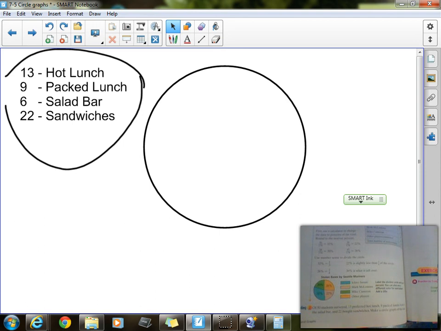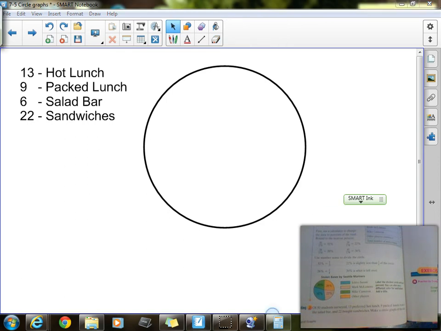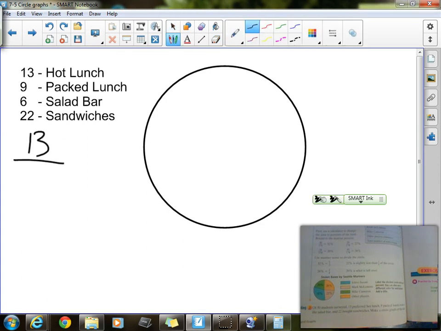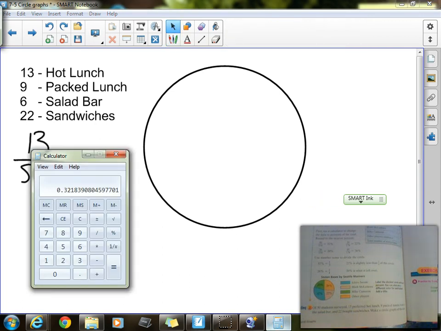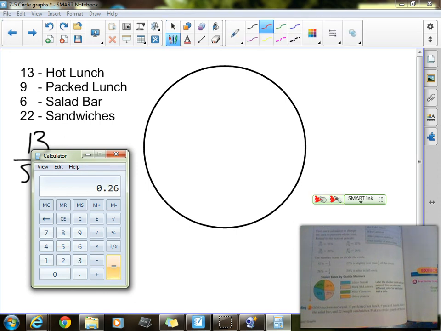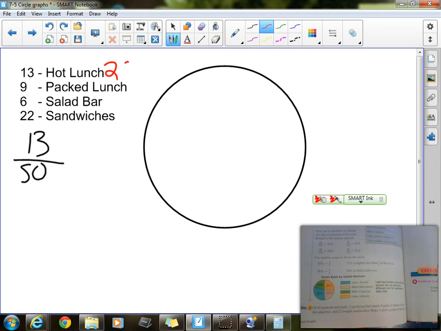Now, for this, I'm actually going to go ahead and pull up the calculator again. So I'm going to erase this. I'm going to pull up the calculator again, because right here we're going to see 13 over 50. So that's our first one. So let's go ahead and pull up the calculator, clear this off. All right, so I'm going to go 13 divided by 50. And I get 26%. So for those who chose hot lunch, it's going to be 26%. So that's my percentage there.